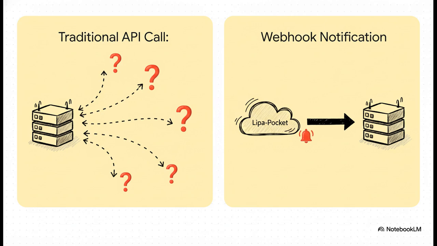This introduces a really clever tool called a webhook. See, in the old model, your server has to constantly poke the payment system, asking, is it done yet? How about now? Is it done yet? That's called pulling data, and it's not very efficient. A webhook completely flips that around. The Lipa-Pocket system simply pushes a notification to your server the very second a payment is complete. You get the info instantly without ever having to ask.